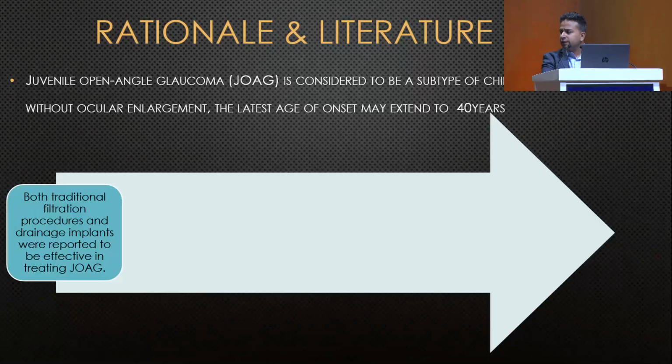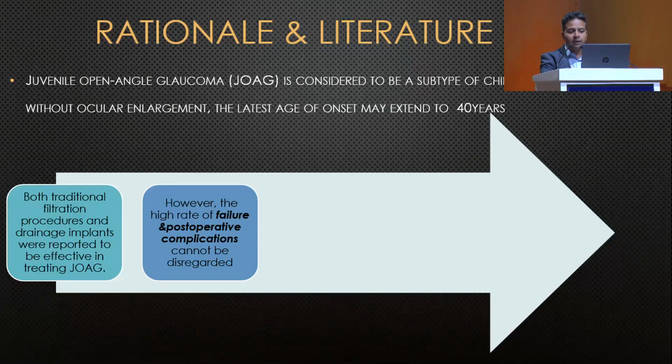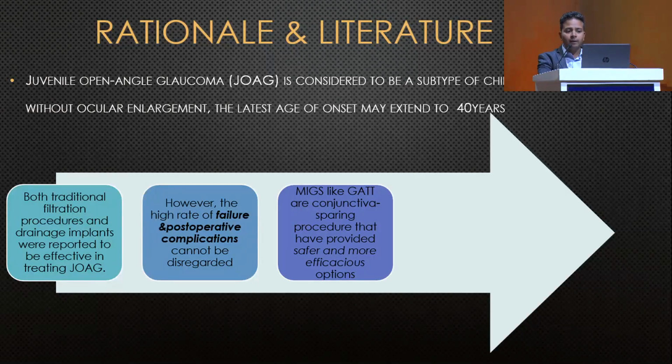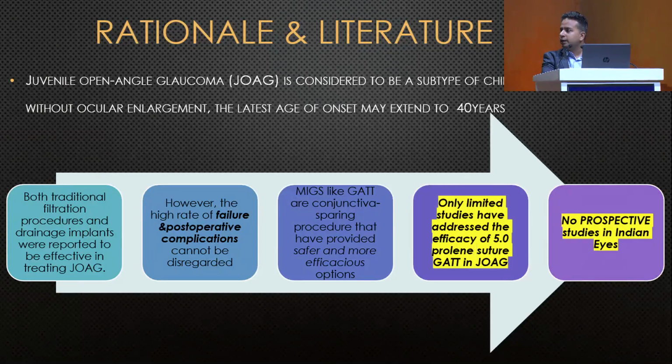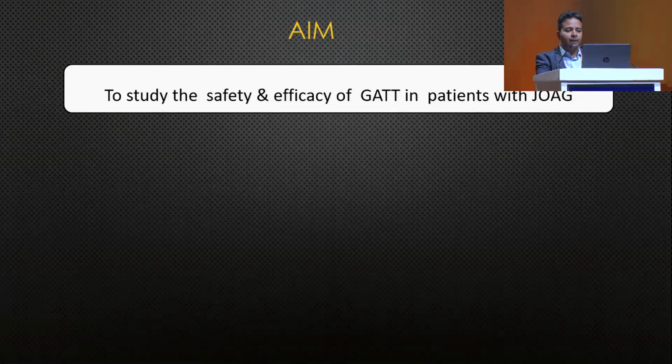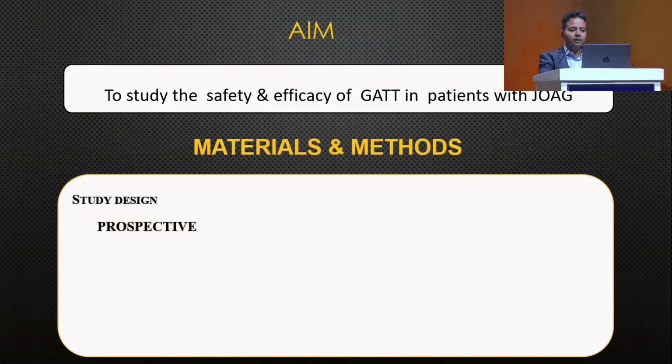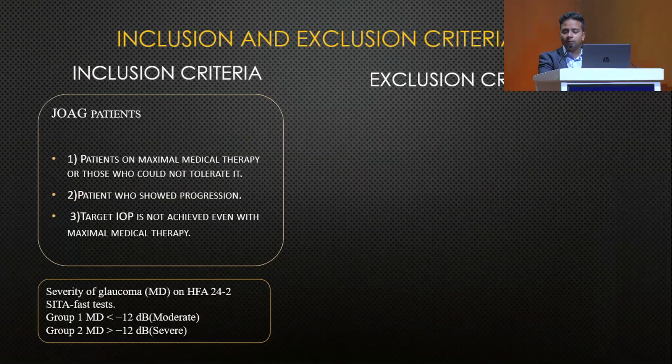Both traditional filtering surgeries and GDD have been seen to work in these patients, but they have high failure rates, and of course, complications are there. So, MIGS like GATT are subconjunctiva-sparing procedures, and they have been tested in all types of glaucoma. There is limited study on their efficacy in JOAG, and there was no prospective study in the Indian population. So, our study aimed at the safety and efficacy of GATT in patients with juvenile open-angle glaucoma. The study design was prospective, and the follow-up was for 6 months.